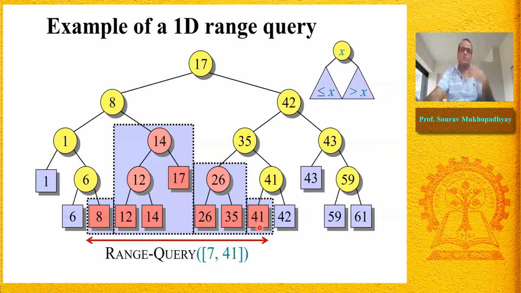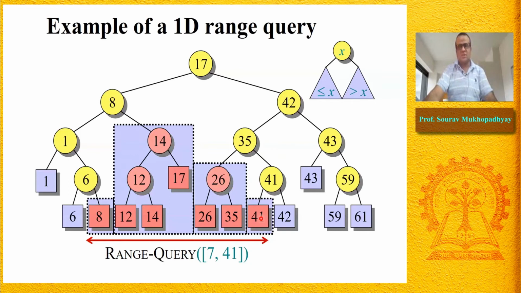We are going to output the subtree, and that idea will help us extend this to 2D. Instead of outputting each point, we're just going to output the subtree. So we output a subtree rooted at 8. We output the subtree rooted at 14, that means this subtree. We output a subtree rooted at 26, that means this subtree, and then we'll finally output 41.